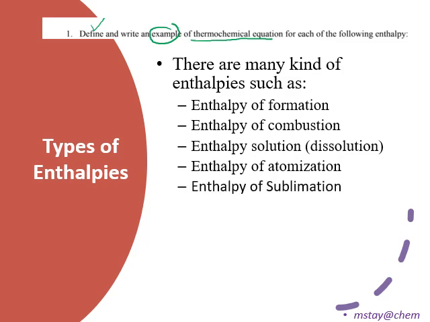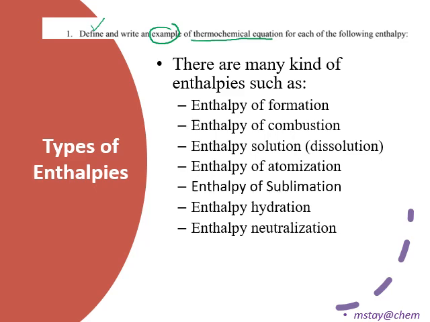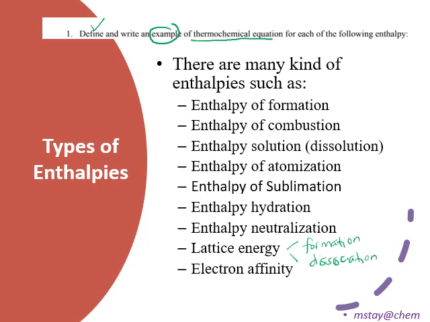The 5th is the sublimation. The 6th is the hydration. The 7th is the neutralization. The 8th is the lattice energy. And then lattice energy has 2 types. One is formation, and another one is dissociation. Continue with the electron affinity, and lastly is the ionization energy.